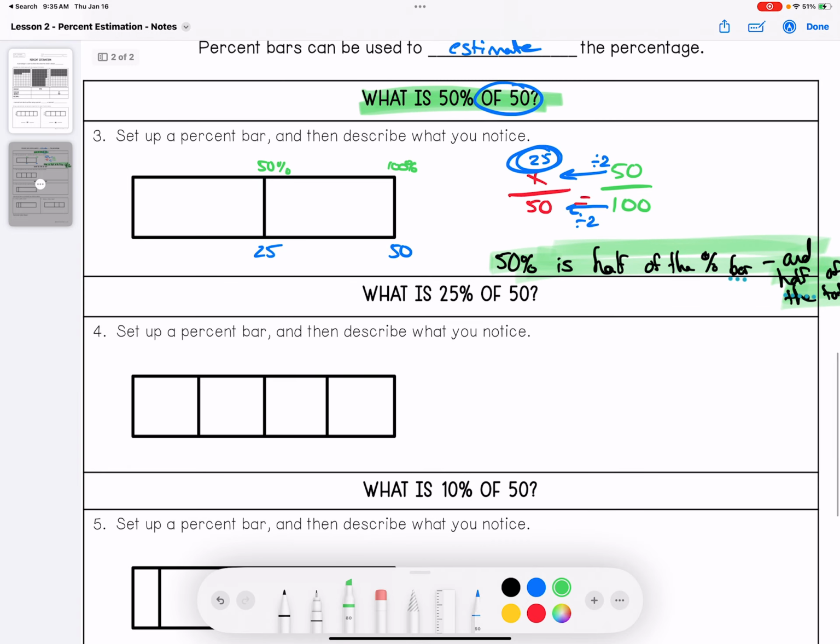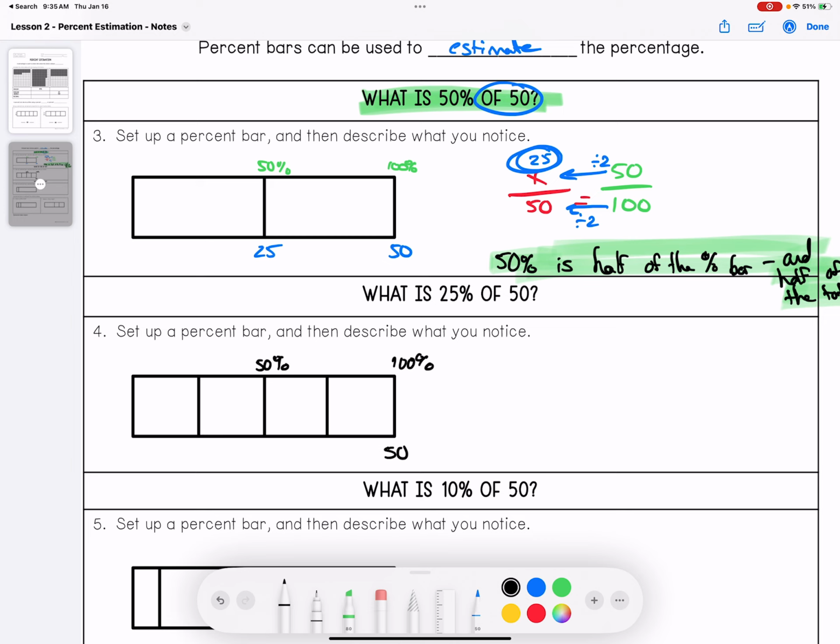All right, what is 25% of 50? Again, the total is still going to be what? 50, and we know that that's 100% at the end. We know that this is 50%. Why? Because it's in the middle. So what do you think the other two lines are going to be?